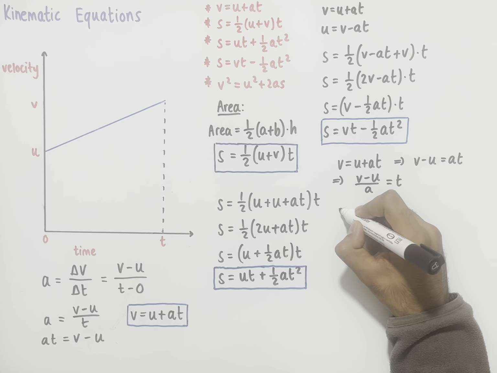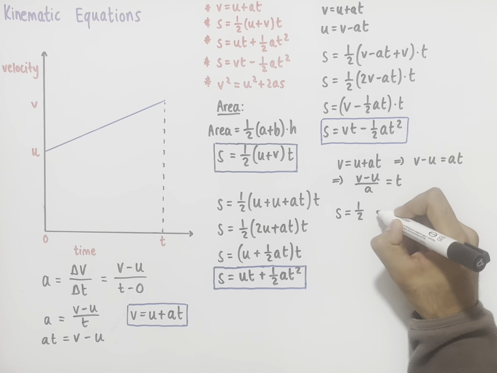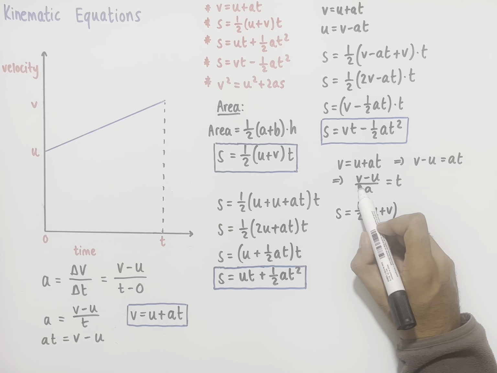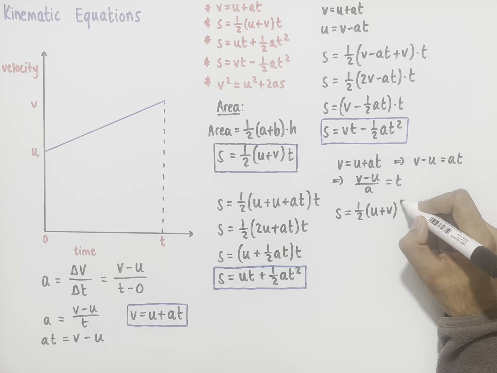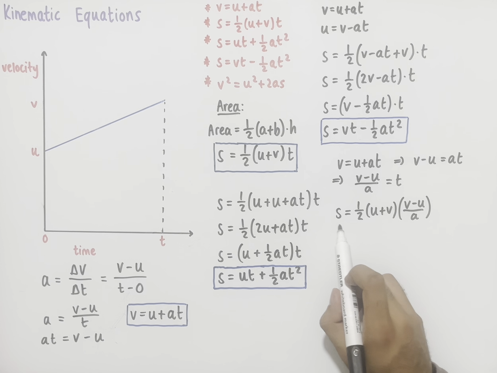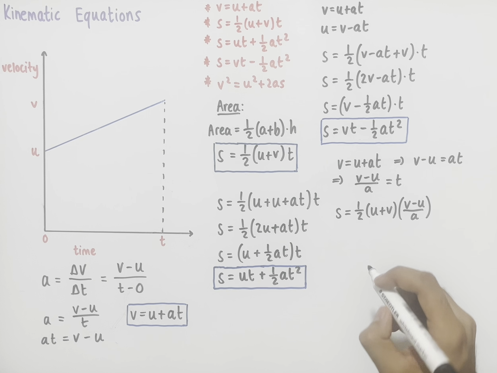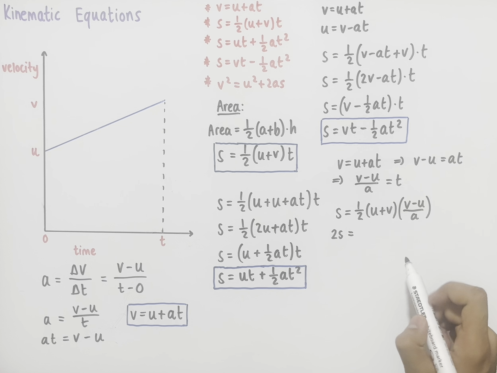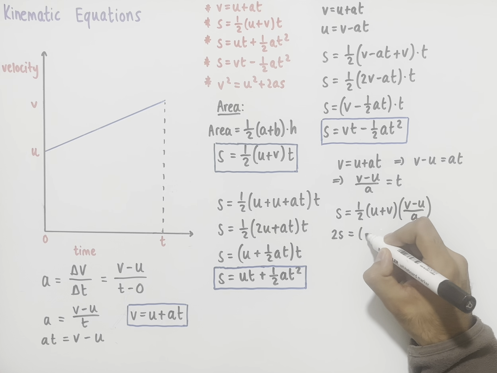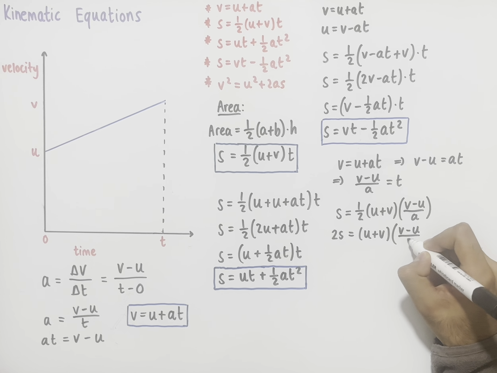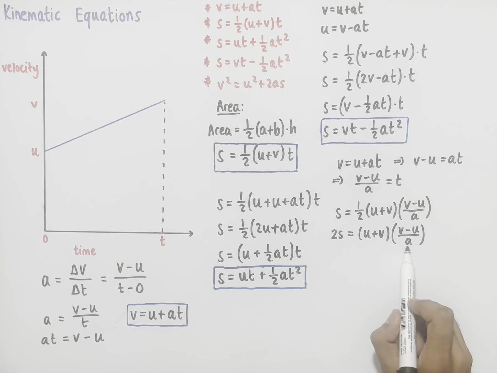And so we end up with s equals a half brackets u plus v. And now instead of writing t, we're going to replace that with v minus u all over a. And so we'll add this in brackets as v minus u all over a. Now we can times both sides by 2 to get rid of the half here. So we end up with 2 times s, which is 2s, then 2 times the right hand side cancels with the half, which leaves us with u plus v in brackets, and then we have v minus u all over a. Similarly, to get rid of this a here in the denominator, we can times both sides by a.